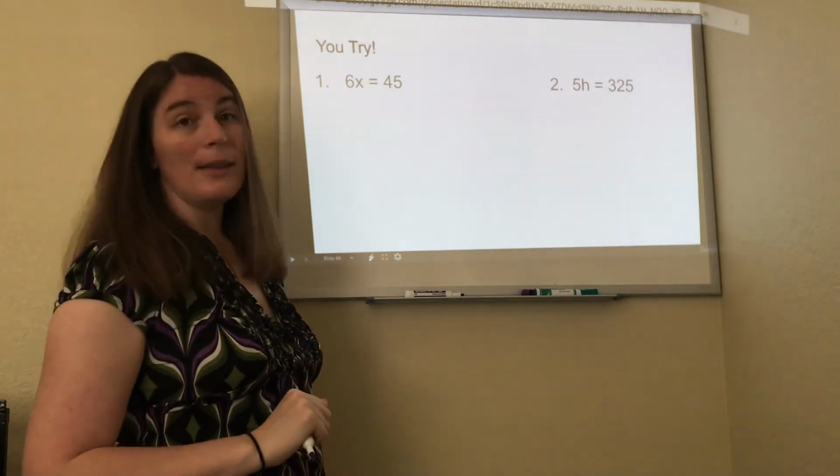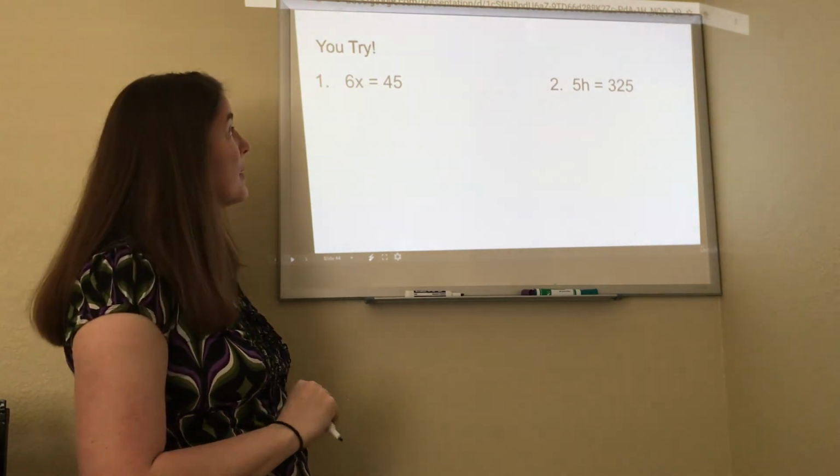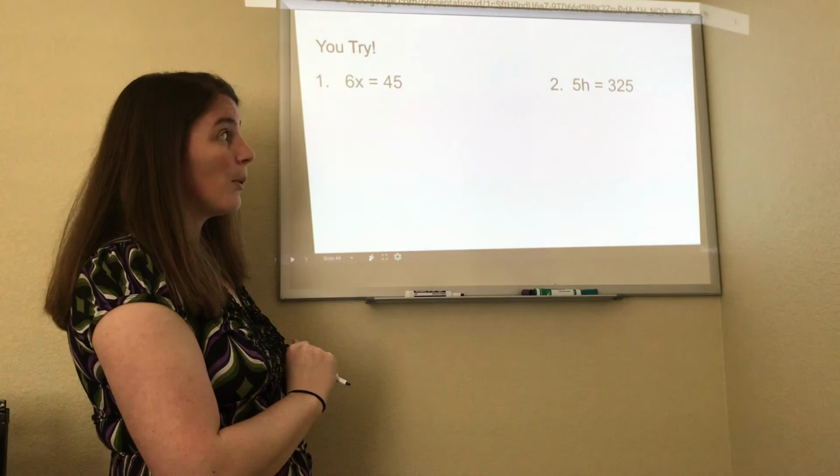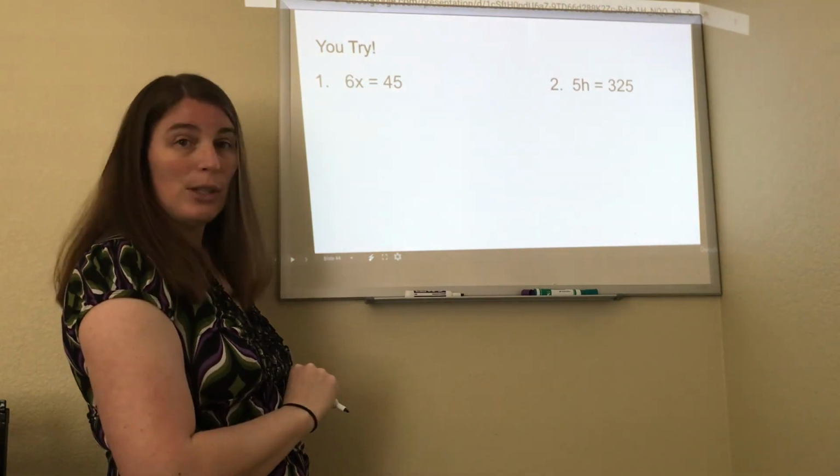All right, and then these are the last of your Try Its. So I have 6x equals 45 and 5h equals 325.